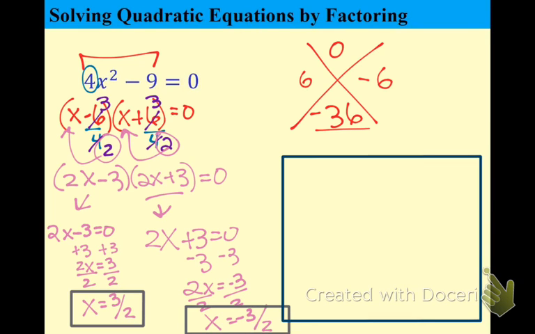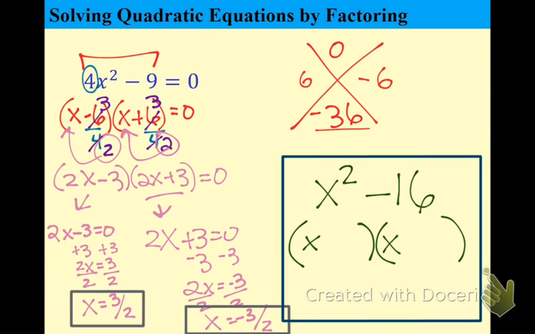So if you ever see a problem like that, they'll normally look simple like this. X squared minus 16. You take the square root of the first. What's the square root of x squared? X. You write that in the front. What's the square root of 16? 4 and 4. And you're going to do plus and minus. Here's why. What are factors of 16 that add up to 0? It'd be positive 4 and negative 4. You just did it and you didn't realize it.